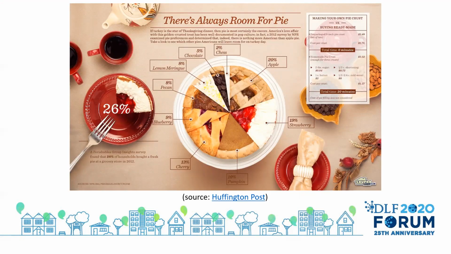This is an example of a pie chart of literal pie, conveying the percentages that Americans consume of different pie charts. And here, the creator has directly labeled each of the slices. This is particularly vital for pie charts where it's fairly difficult for our brains to distinguish between, for example, a 5% slice and an 8% slice.